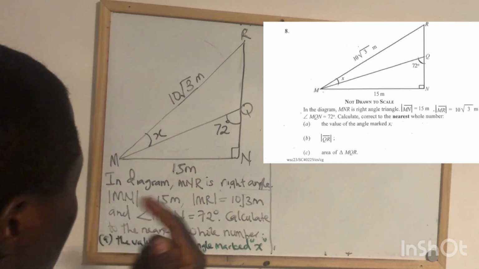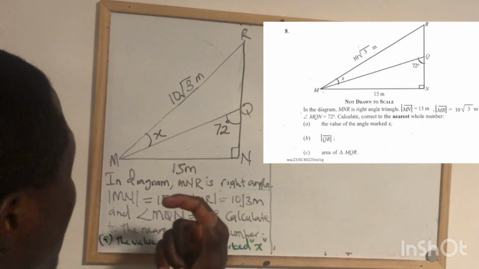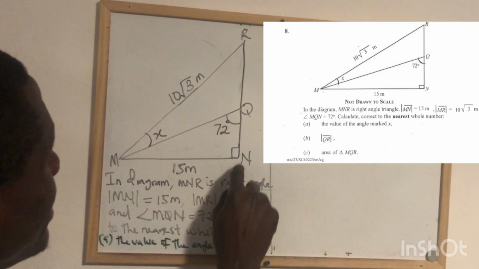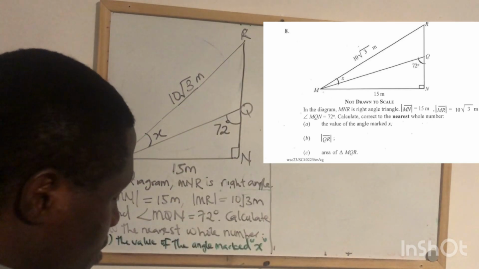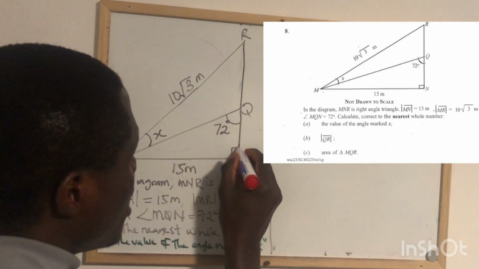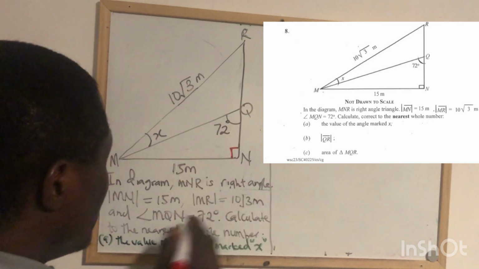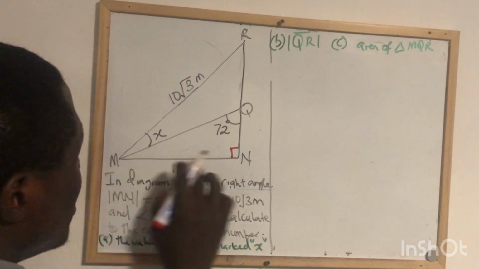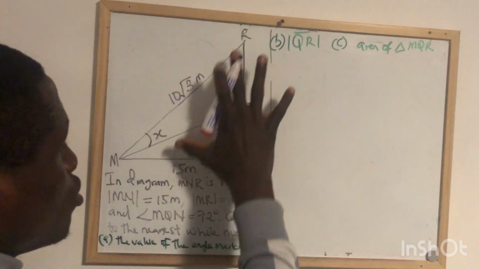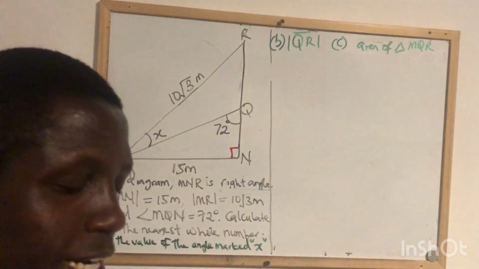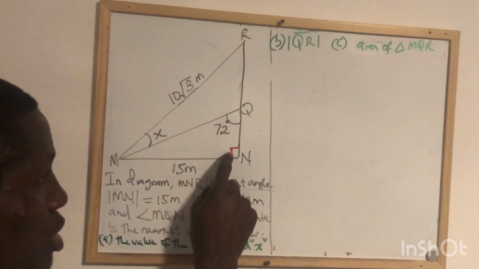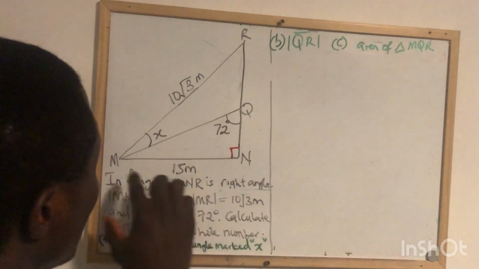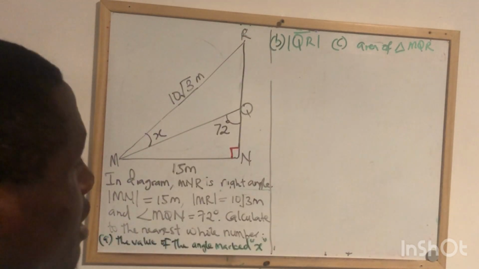Now, in the diagram, MNR is a right angle. You can see this is what they are referring to here. By the fact that we have a right angle here, the MNR triangle is a right angle triangle. A right angle triangle is a triangle that has an angle of 90 degrees. This box represents 90 degrees. So MNR is definitely a right angle triangle.